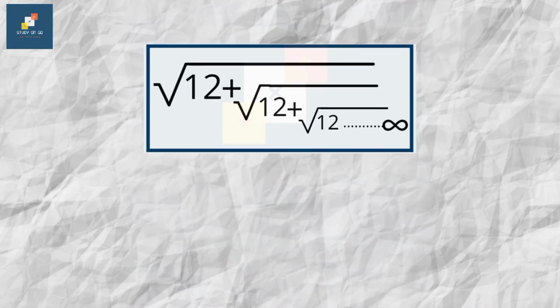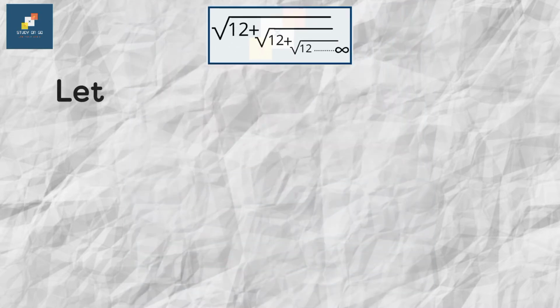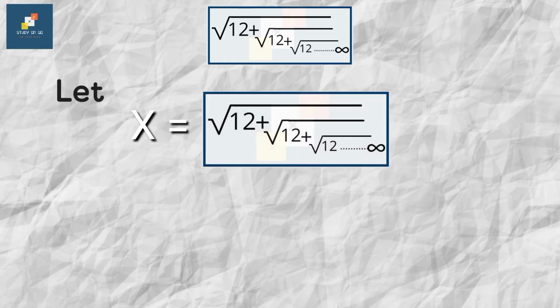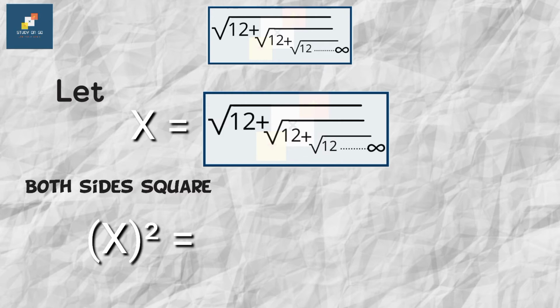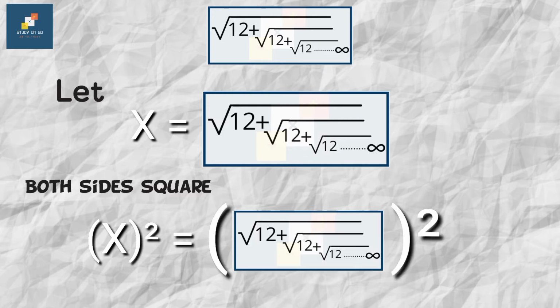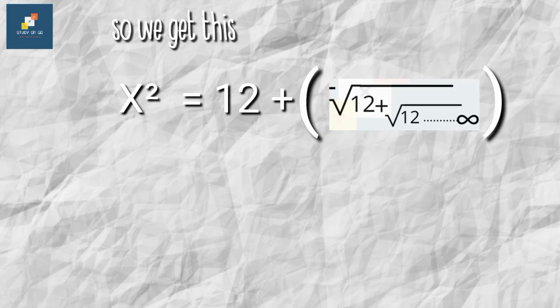So let's try to solve it. In this type of question, let x equal this term, okay? Then we square both sides. So we get x square equals the whole square of root 12 plus root 12 plus root 12 dash infinity. Then we get x square equals 12 plus root 12 plus root 12 dash infinity.